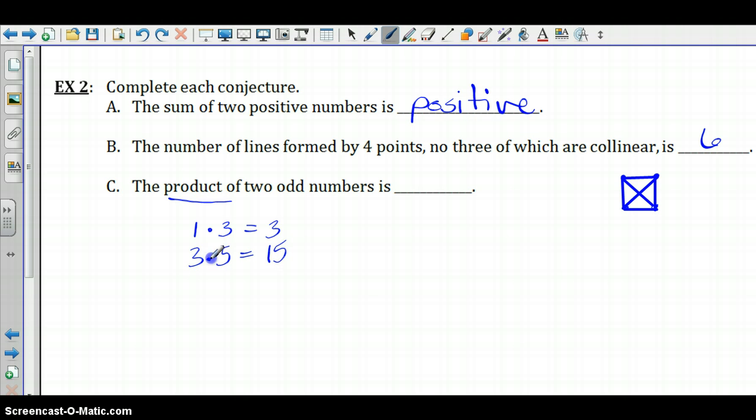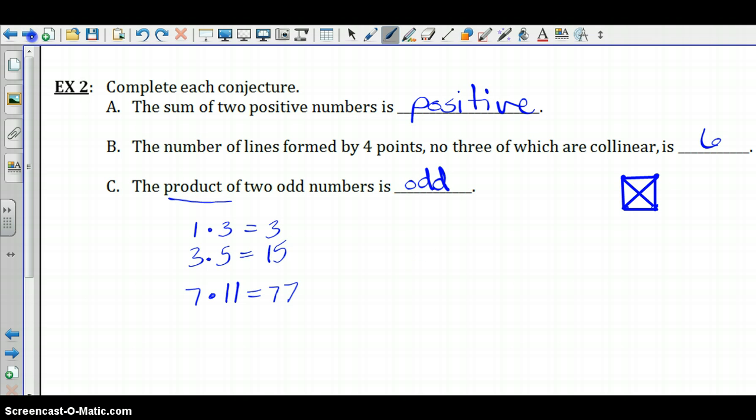Okay, let's try two odd numbers that have nothing in common with these two. Let's try the number 7 and the number 11. Well, 7 times 11 is 77. As you notice, every product ends up with another odd number. And so the product of two odd numbers is odd.